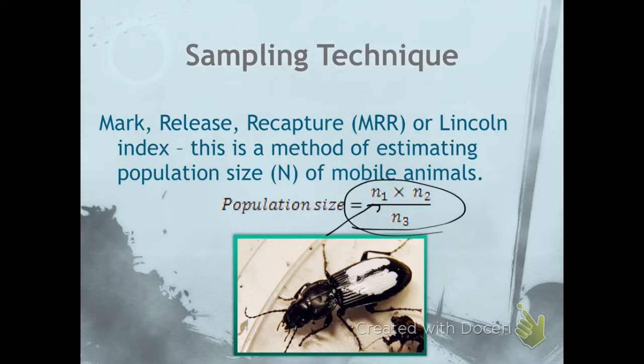So Lincoln Index is a method that we'll use in class to estimate population. As well, if you are going to Newport for your field trip, we will be using the Lincoln Index to estimate snail populations.